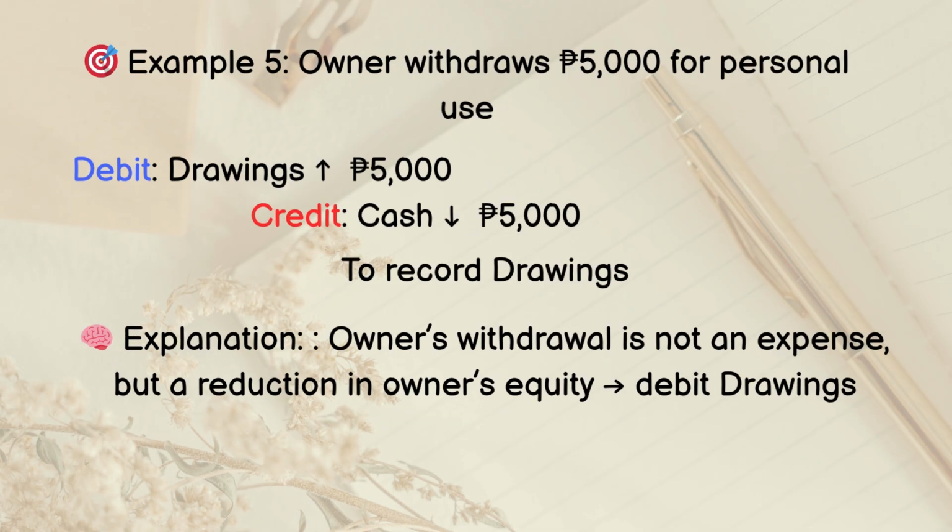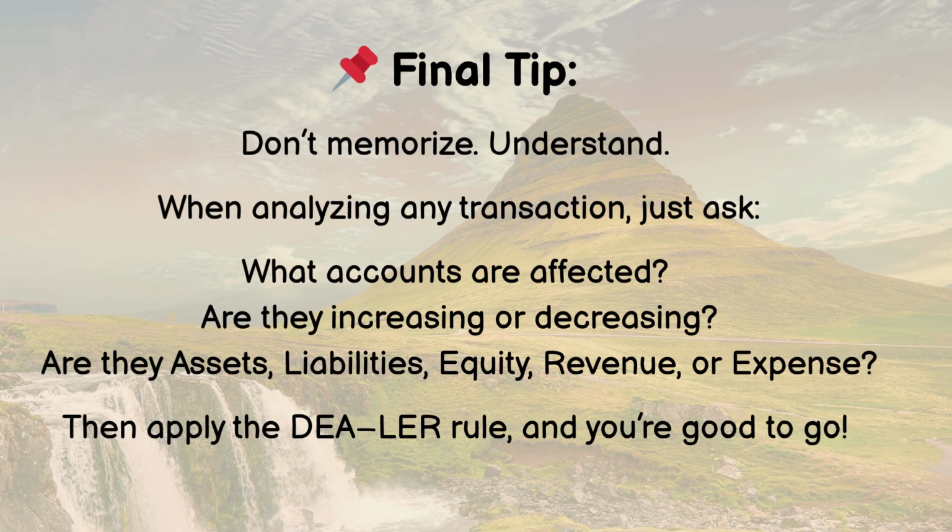Example 5: Owner withdraws $5,000 for personal use. Debit: Drawings, $5,000. Credit: Cash, $5,000. To record drawings. Explanation: owner's withdrawal is not an expense, but a reduction in owner's equity. Debit drawings.